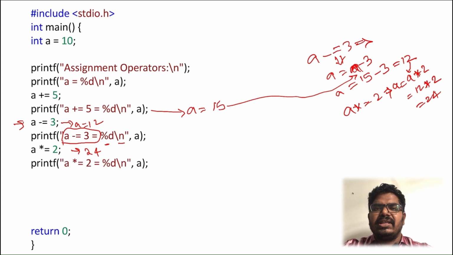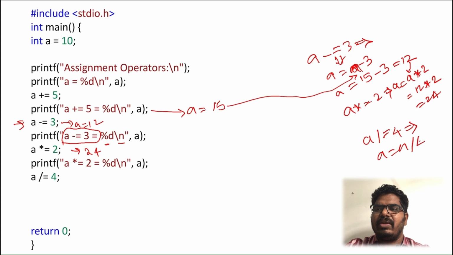Similarly, I am printing the same expression here, similar to the above. So here a divided by equal to 4, again the same meaning. a divided by equal to 4 is equivalent to a equal to a divided by 4. So what is the a value at the end of this statement? Before this statement it is 24. So 24 by 4 is what? It is 6. Now a is storing 6 at the end of this statement.